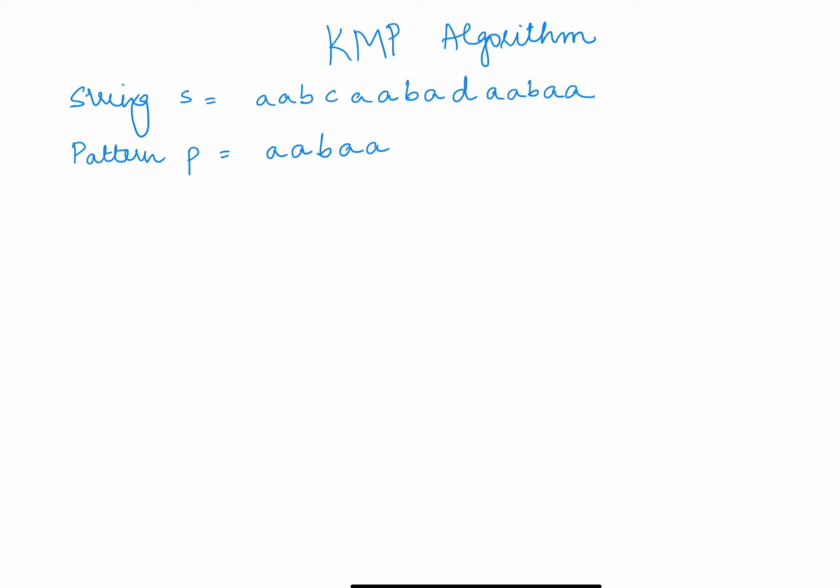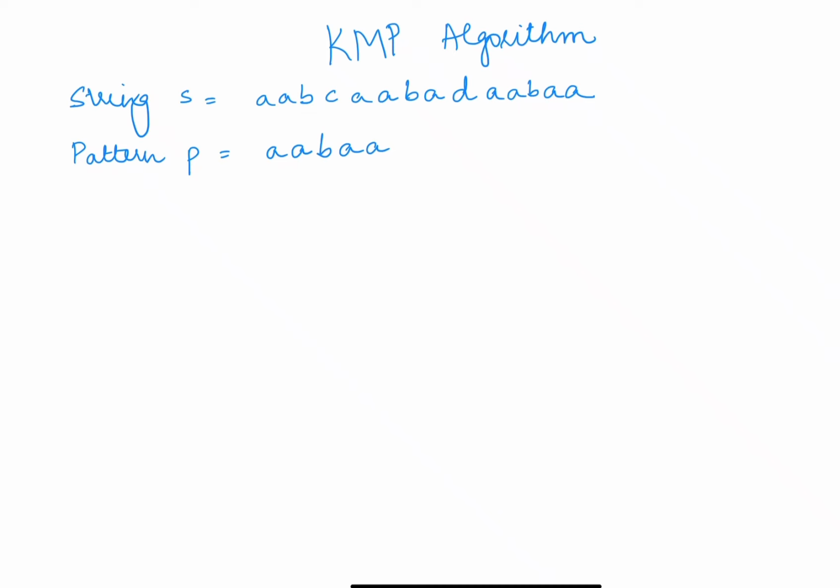In today's video, I'll be explaining the KMP algorithm. KMP algorithm is a string pattern matching algorithm that finds if a given pattern exists in another string or not, and if yes, then at what index.